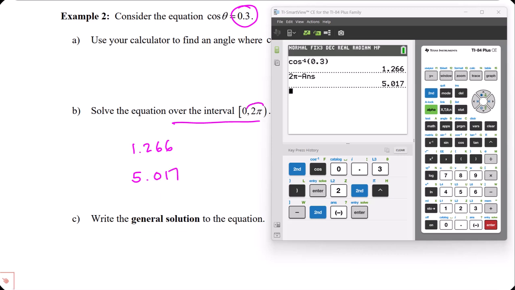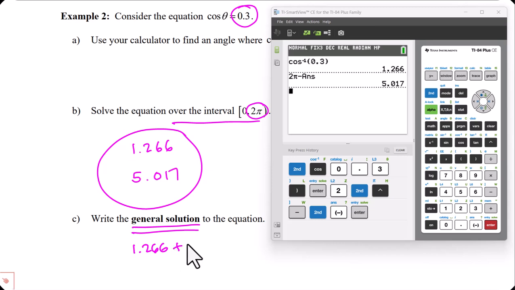Remember, 2 times pi, that's 2 times 3.14 or so. That's 6 something. Aren't these both below 6 something? Makes sense. For our general solution, we can go 1.266 and then around and around and around plus 2 pi k, and 5.017 plus around and around and around 2 pi k. In both cases, k is an element of the set of integers.